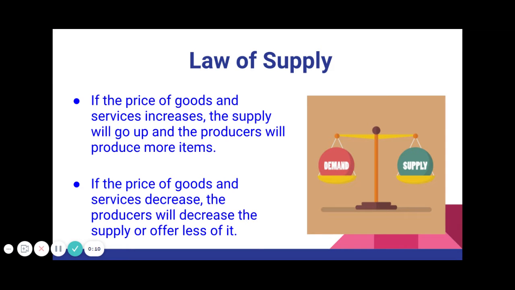So today we're going to talk about the law of supply and demand. So this is basic economics, okay? The law of supply basically says that if the price of goods or services increases, the supply will go up and the producers will produce more items because not as many people will be buying it if the price is high, because not everybody can afford it. If the price of goods and services decreases, the producers will decrease their supply and offer less of it, okay?